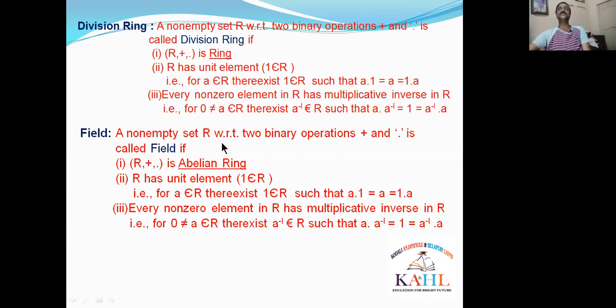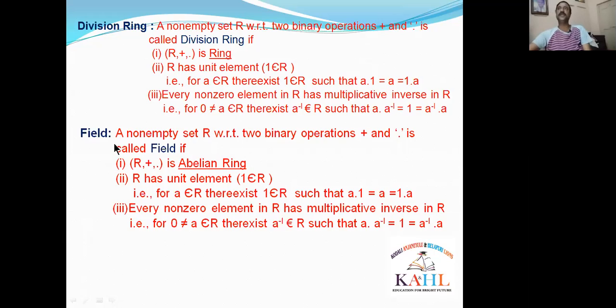What is the main difference in these two? Abelian. What is lost in the division ring? We don't have the abelian law. But in the field we have the abelian law. That means if a division ring also satisfies the abelian law, then that is a field. Is it right? That means an abelian division ring is a field. We can write like that. An abelian division ring is a field.